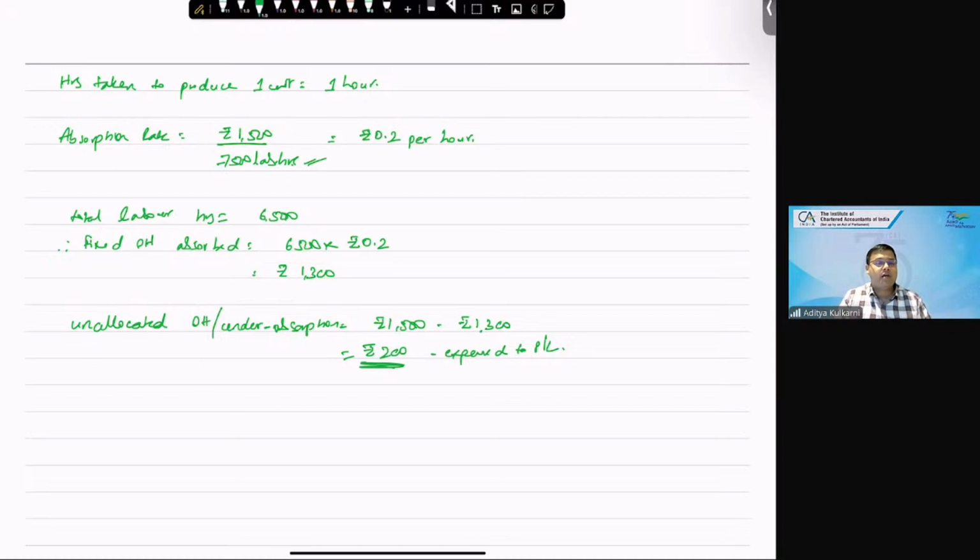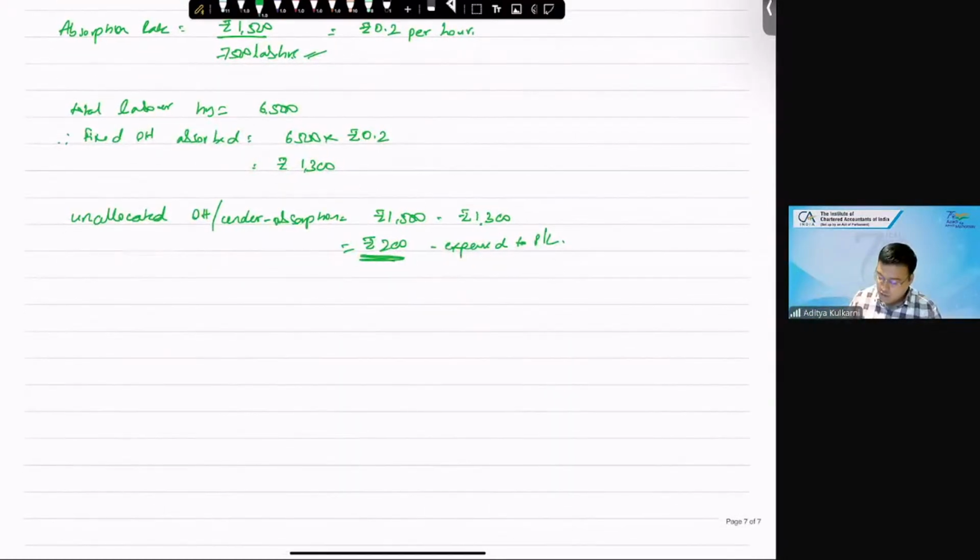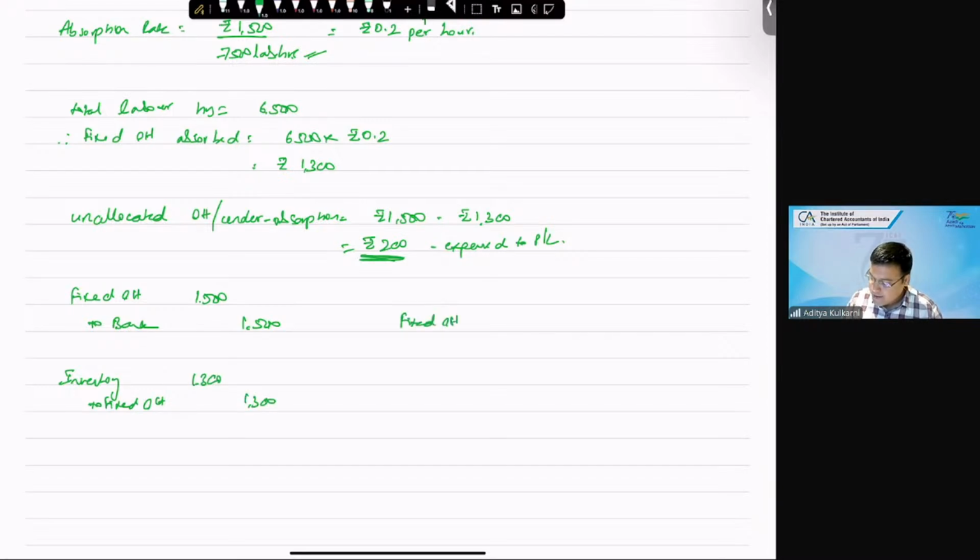क्या करके आप carry forward करोगे? When I say carry forward, what are you going to do? It will be fixed overheads to bank. This will be 1,500. You have absorbed inventory to fixed overheads 1,300. So fixed overheads is still left with a debit balance of 200.